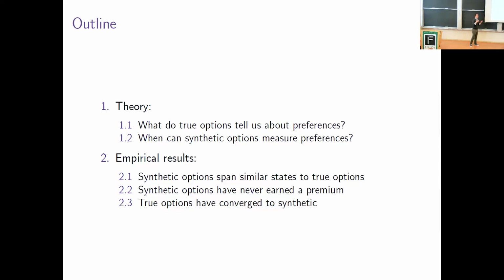And then two, what if I'm looking at synthetic options instead? What can that potentially tell me across states of the world? And so we'll have that, and then based on that, I'll give you empirical results on synthetic options. One, showing that they actually work in crashes very well. So you can replicate an option that pays you in a crash.